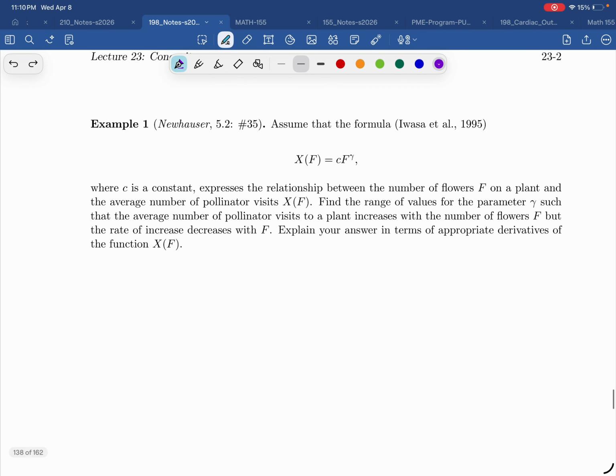A couple things you just want to take note of is that we're going to assume C and F are greater than 0, or else it just wouldn't make any sense, right? We don't have a negative number of flowers on a plant. That doesn't make any sense. And so F is going to be greater than 0. And if C were negative, then the number of pollinator visits would be negative, and that wouldn't make any sense. Okay, so we're just going to assume that.